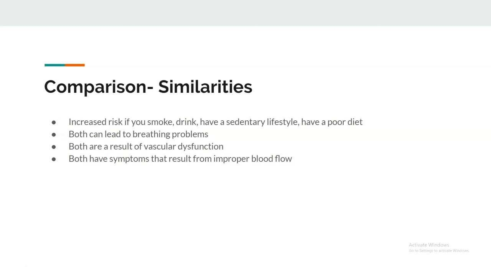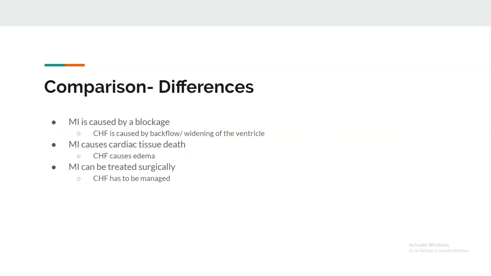So let's go over some comparisons real quick. The similarities between congestive heart failure and MI: there's an increased risk if you smoke, drink, have a sedentary lifestyle, or a poor diet. Both lead to breathing problems, though in congestive heart failure, only the left side leads to breathing problems. Both are a result of vascular dysfunction, so the blood from the heart isn't being pumped properly, which is true for both. Both have symptoms that result from improper blood flow. Again, the improper blood flow from the heart to the target tissues is causing a big problem for these people.